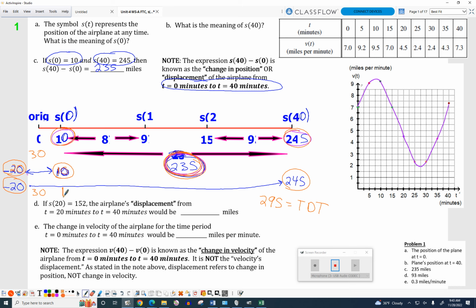Anyone else? Okay, cool. To give another example, nothing fancy here, it says time equal 20. The position of the plane is 152. Hands up, what goes in the blank? Hands up. So item D, what's the answer? Hands, everybody. Waiting. You can do the math in your head or grab your calculator, it doesn't matter.